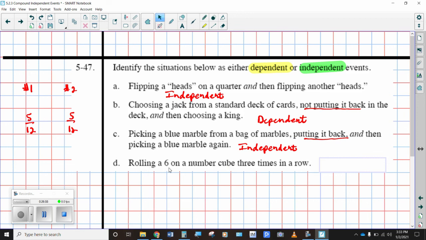And then rolling a 6 on a number cube 3 times in a row. Well, the first time you roll it, you've got a 1 in 6 chance of rolling a 6. The second time you roll it, you've got a 1 in 6 chance. And then the third time, you've got a 1 in 6 chance again. It never changed the probability of rolling a 6 when you did it multiple times, which means that this is another example of independent events.